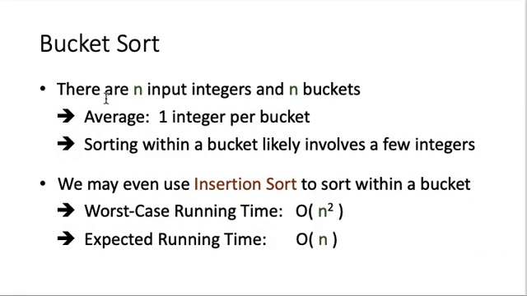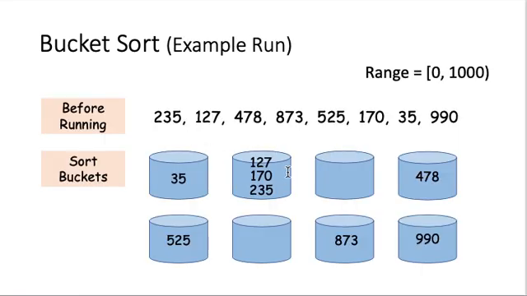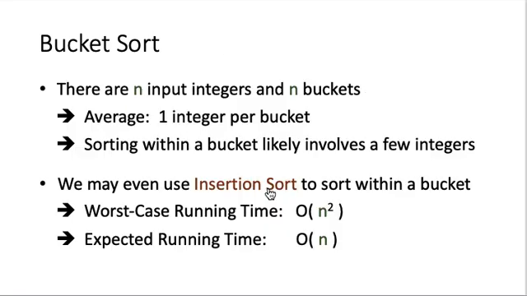So here, why is this method likely to be good? Because there are n input integers, and we have created n buckets. So on average, there will be only one integer per bucket. And sorting within a bucket will likely involve only a few integers, because on average, it is only one integer. So maybe we will hit a bad case here. Let's say we have a lot of integers in one bucket, but normally, it is likely to have only a few integers to be sorted in each bucket.